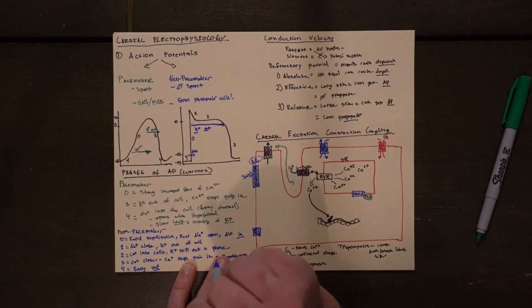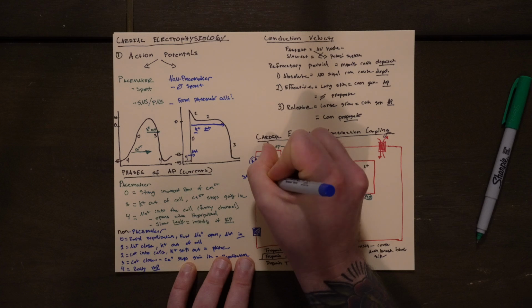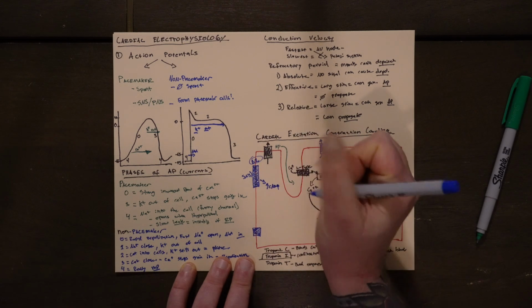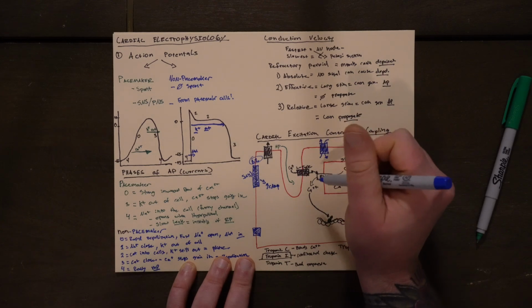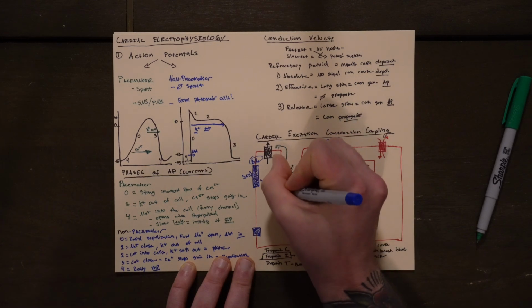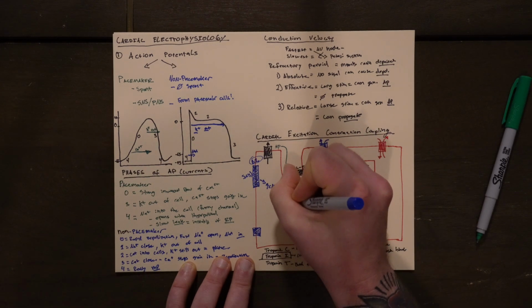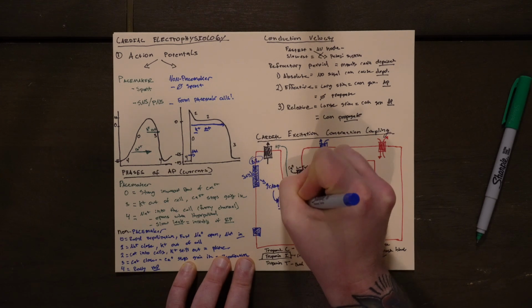stimulates the beta-1 receptor. The beta-1 receptor is going to activate its GPCR. What that's going to do is increase cAMP via adenylyl cyclase, right? And then that increased cAMP is going to go ahead and activate protein kinase A, right? So it increases PKA.